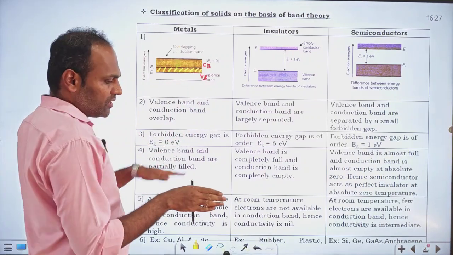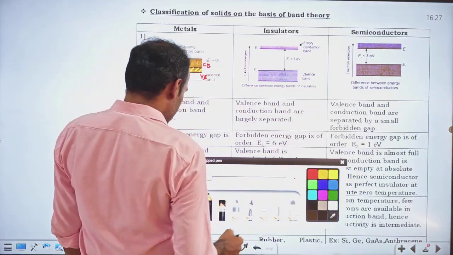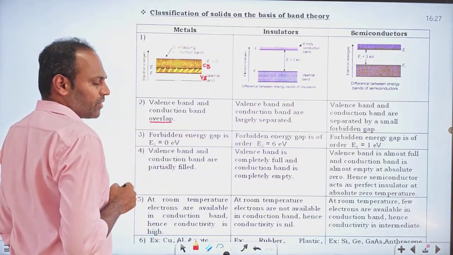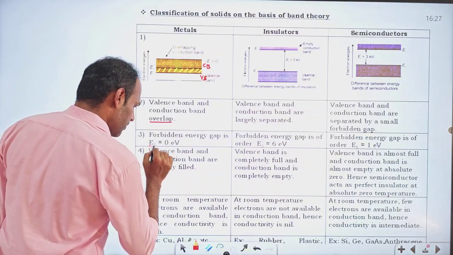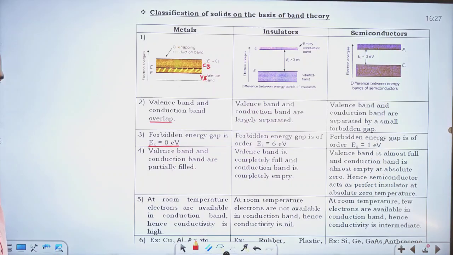Both bands are overlapped like this. If they get overlapped, the valence band and conduction band are overlapping. That's why, how much will be the energy gap between them? The energy gap between them will be 0 electron volts.